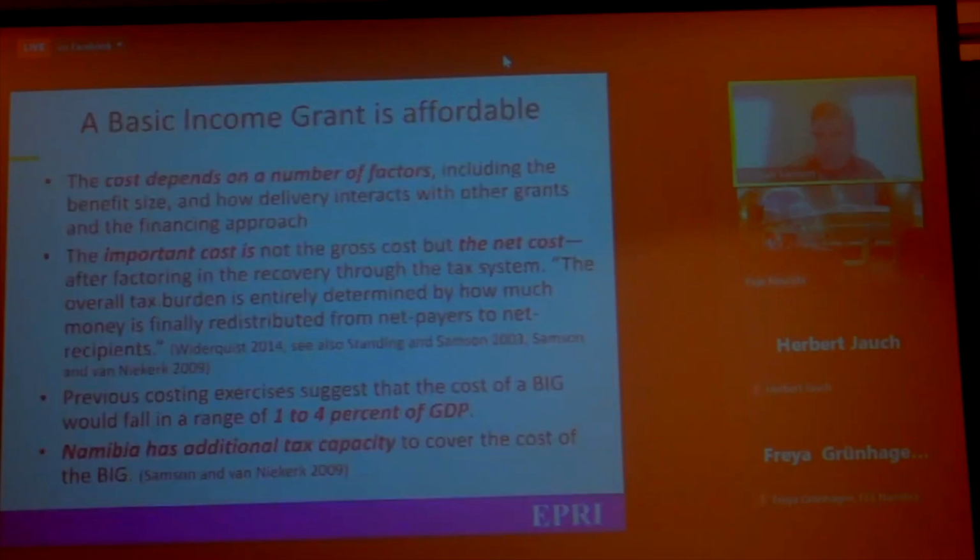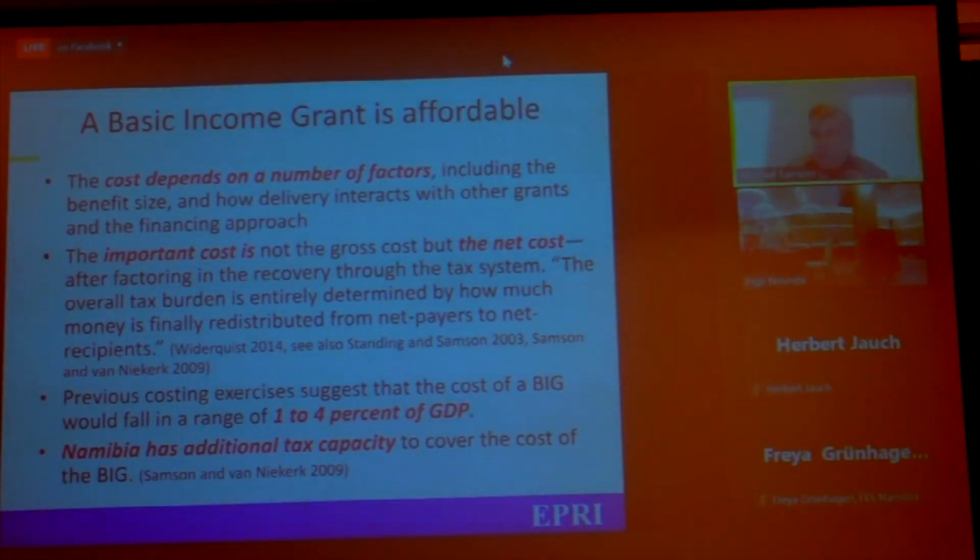I want to highlight a couple of points about affordability. The cost of a basic income grant depends on a number of factors, including the benefit size, of course, and how the delivery of the program interacts with other grants. Do other grants become part of that basic income grant, or is this provided on top? But very importantly, it depends on the financing approach. The important cost that is of concern to policymakers is not the gross cost, but the net cost.